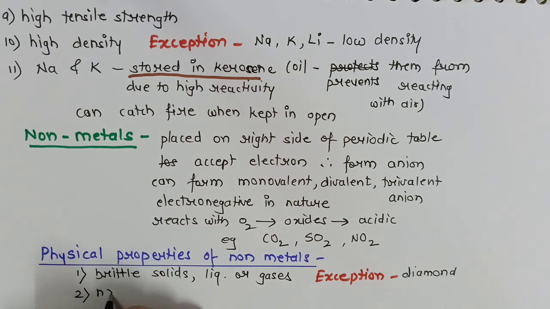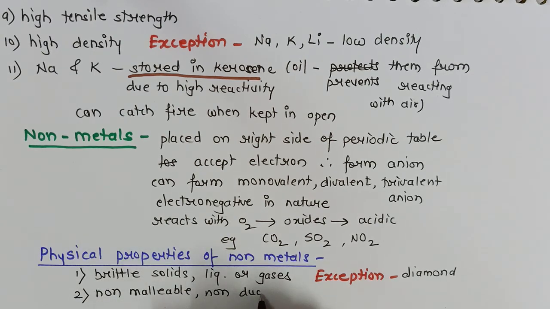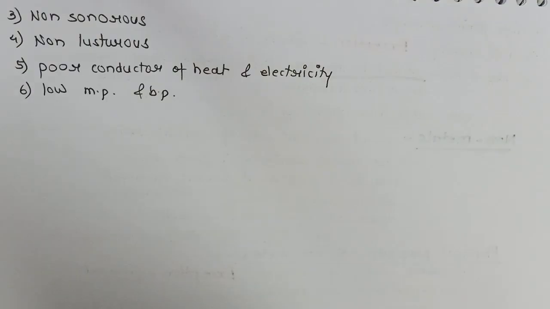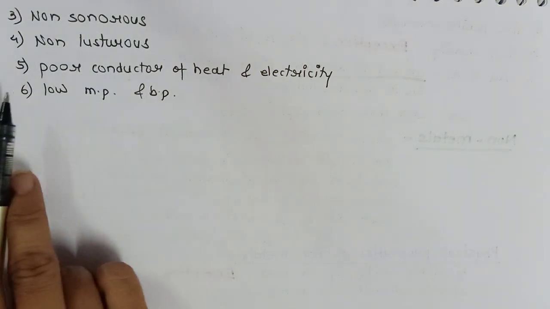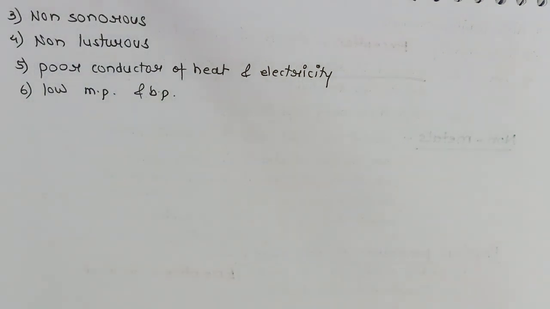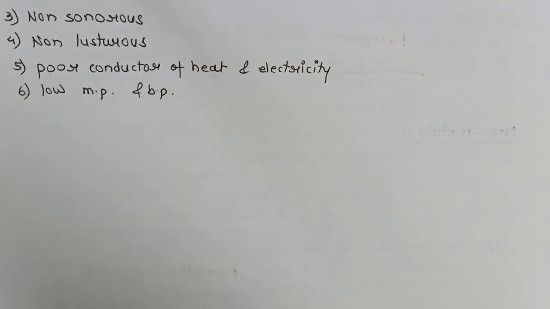Secondly, these are non-malleable, non-ductile. We cannot convert them into thin sheets or wires. Remaining properties of non-metals include that they are non-sonorous, non-lustrous, poor conductors of heat and electricity, as well as they have low melting point and boiling point. But again, there will be some exceptions.